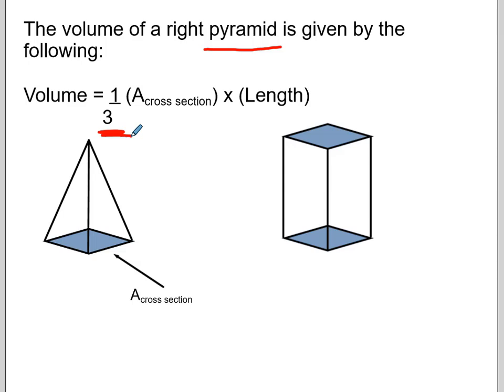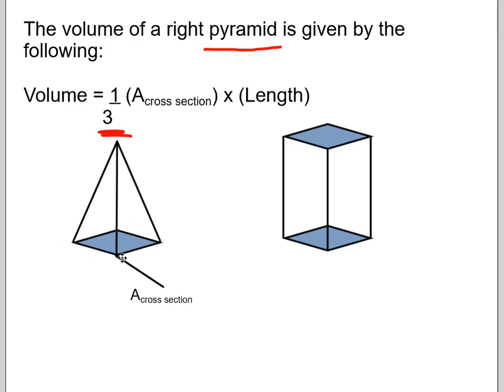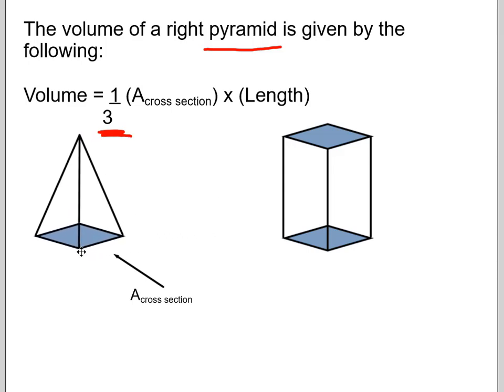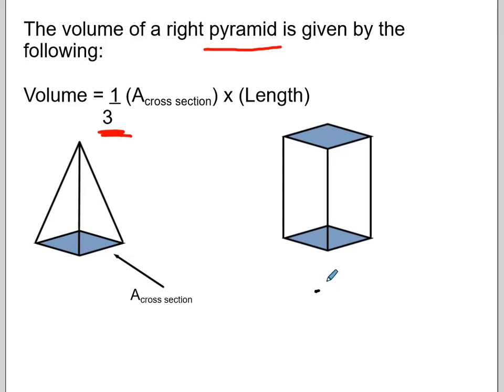So let's see if I pick this up. Let's see if my image will move. If I pick this up, you can see how it fits inside. The volume of that pyramid is 1/3 of this prism. So if this one here has a volume of 1, this has a volume of 1/3 of that.